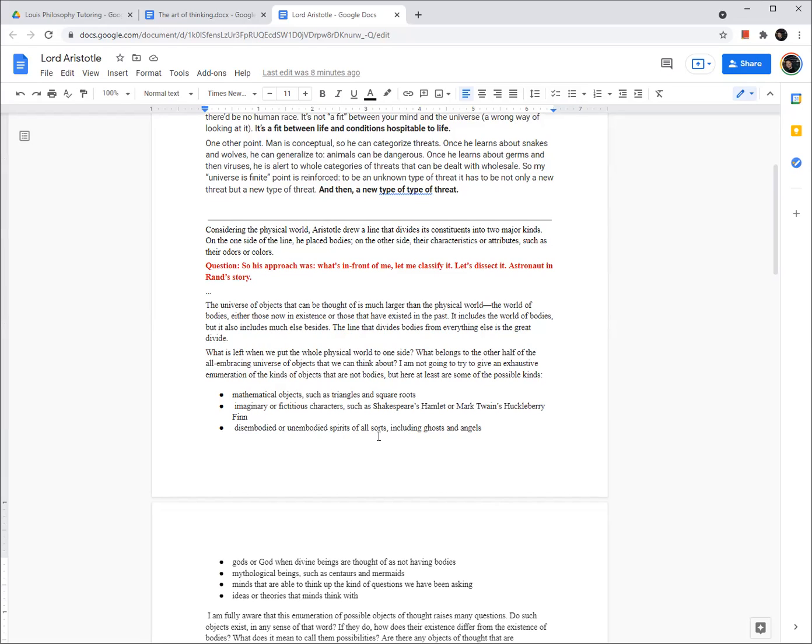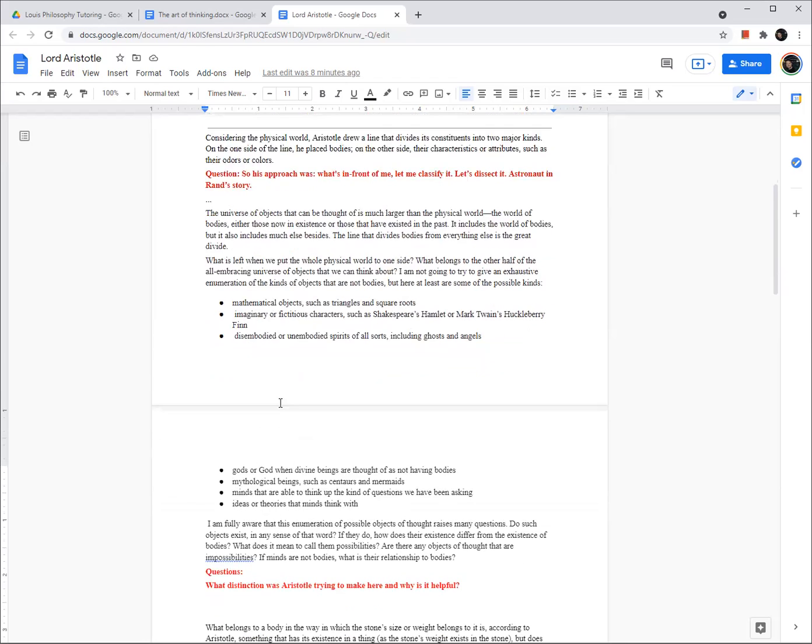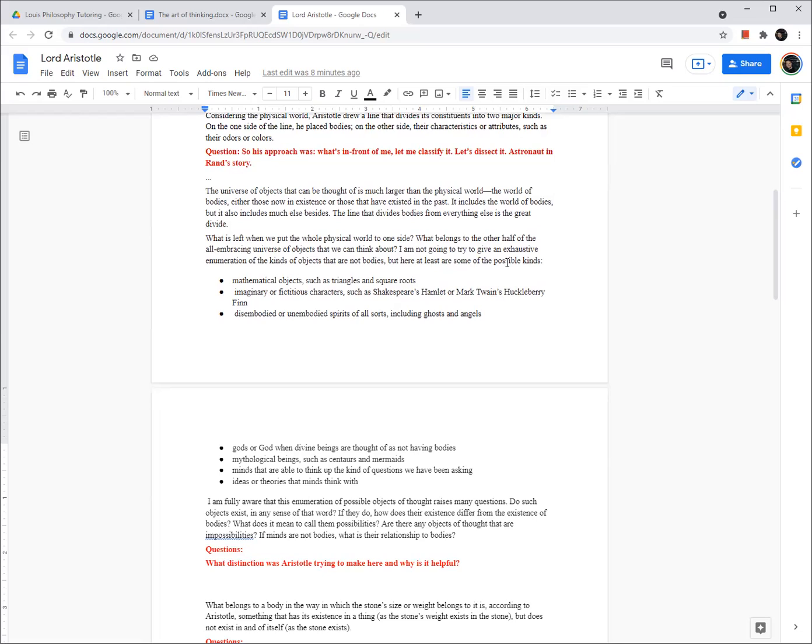And then I didn't quite get what this author, the one who summarized him, was saying, that the line that divides bodies from everything else is the great divide. So isn't this just concept? Because then he starts talking about some possible kinds of bodies: mathematical objects, imaginary or fictitious characters, spirits of all sorts, including ghosts and angels, gods, or God, when divine beings are thought of as not having bodies. Anyway, isn't this the division that Aristotle was making just between the intellect and the physical world?